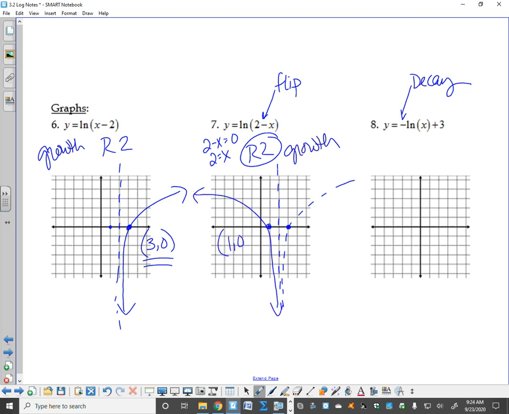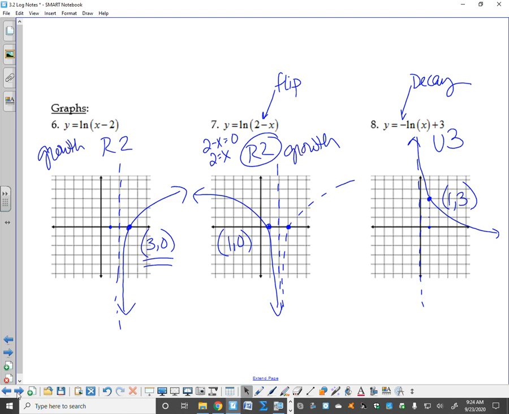And that is at 1, 0. So it was shifted right 2, but because of the flip, it ended back up where it started. However, it's flipped over. The asymptote has to be there. The dotted curve line does not have to be there. This one's decay, and it's going up 3, so I'm going to my starting point. 1, 2, 3. The asymptote didn't move because I didn't go right or left. Decay: start tall along the asymptote, hit the point, and shoot out. 1, 3. There you go.